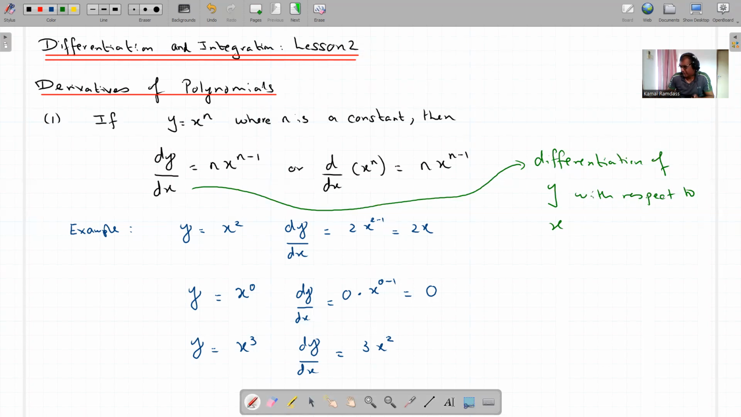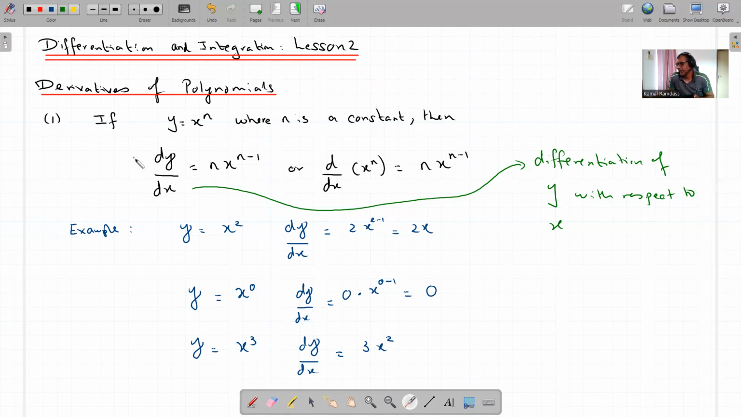Et nous représentons par dy by dx, qui est égal à nx to the power of n minus 1. Ça veut dire, nous prenons ce coefficient, nous multiplions, et là, nous réduisons la power par 1. OK? Et j'ai mentionné dans une des précédentes vidéos comment nous gagnons ça. Nous gagnons ça par evaluating the limits of the difference equation ou bien the gradient equation. Parfois, on appelle ça le gradient equation, mais son vrai nom, c'est difference equation.